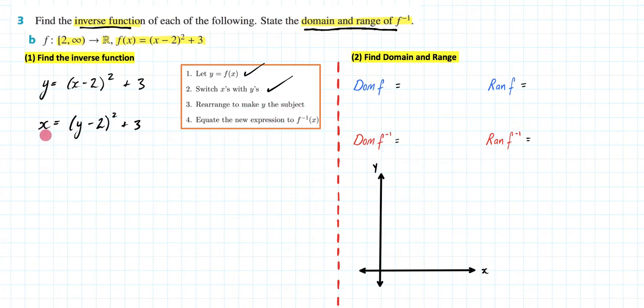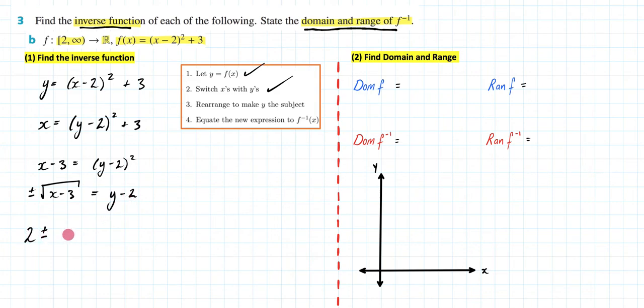So at the moment, x is my subject. So let's do some rearranging. So I'm going to minus 3 from both sides. I'm going to get x minus 3 equals (y minus 2) squared. To get rid of this square, I'm going to square root both sides. So I'm going to end up with plus or minus the square root of x minus 3 equals y minus 2. Now I'm going to plus 2 to both sides, so I'm going to get 2 plus or minus the square root of x minus 3 equals y. So as you can see now, y is my subject, so I've done the third step.